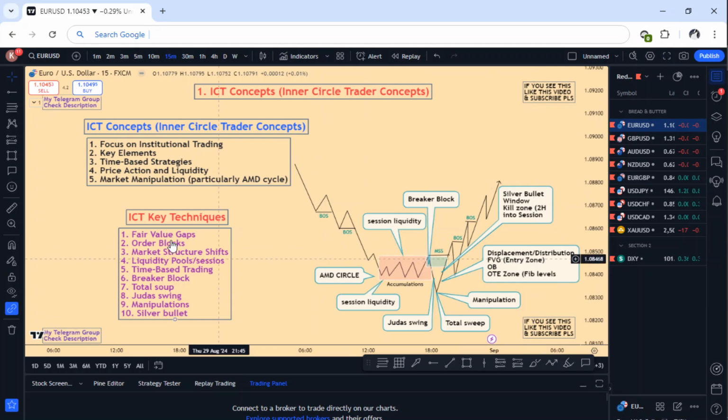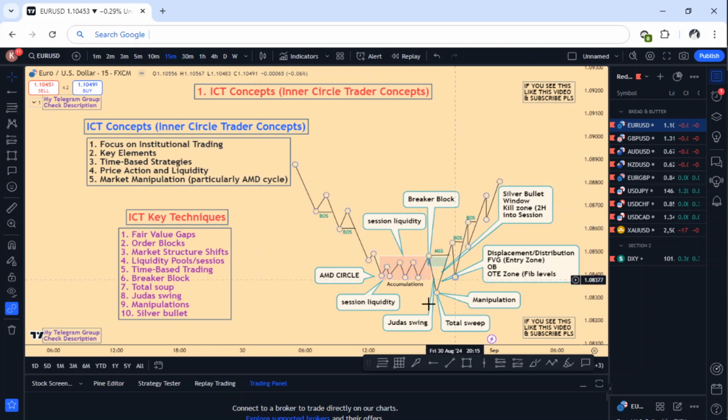Now, what about market manipulation? Market manipulation, especially what is called the AMD cycle. ICT concepts highlight how institutions might manipulate price to induce retail traders into taking positions that benefit the banks and financial institutions. So as an ICT trader, you need to recognize these manipulative moves to help you trade in accordance with the smart money traders.